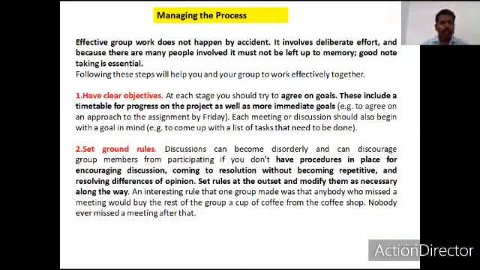First, you need to make sure all your group members, including the captain, know the objectives of the group work. At each stage, you should try to agree on the goals. This includes a timetable for progress on the project as well as more immediate goals. For example, agree on the approach to the assignment by Friday. It means that you need to tell them what the objectives of this particular task are, such as when it should be completed.